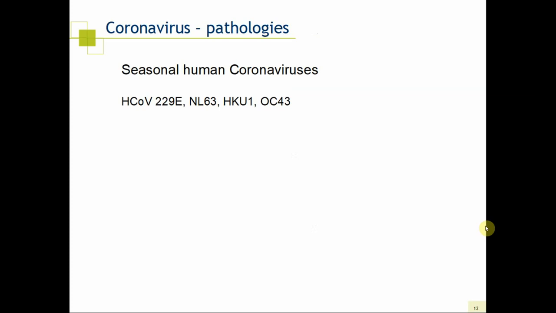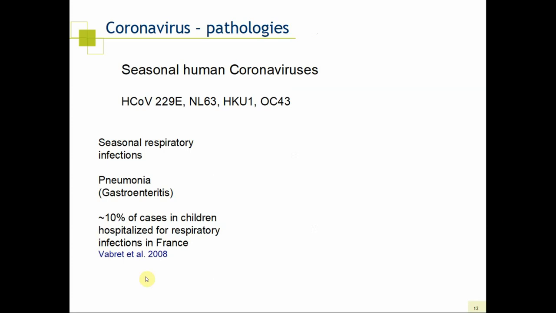Okay, so that's a basic fundamental virology. Now a little bit about pathology of coronaviruses. Okay, so for seasonal human coronaviruses, the endemic ones, they cause like seasonal respiratory infections. So mostly they are relatively non-pathogenic, not very serious, but they can cause pneumonia, okay, and in some cases gastroenteritis.